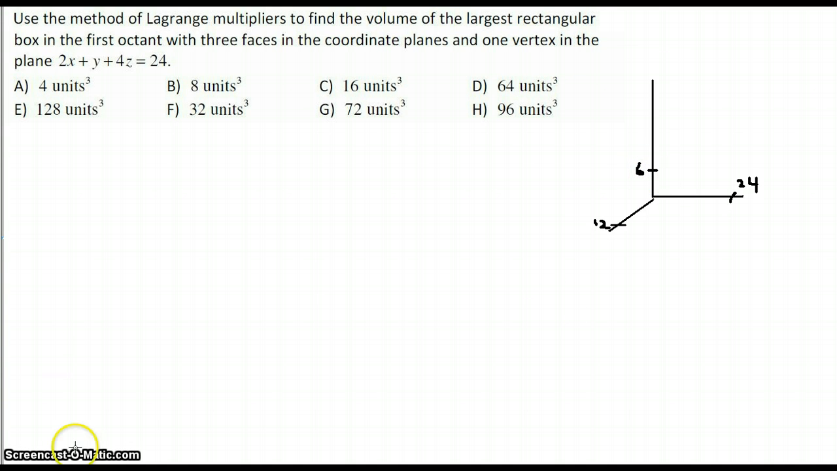And so what we have is this plane here. We're going to have a box that will have 1 vertex on this plane, and then we basically have the coordinate planes as 3 of the faces of the box. So it would look something like this.